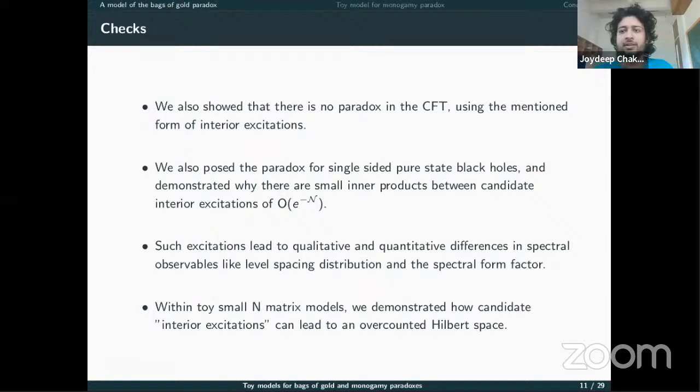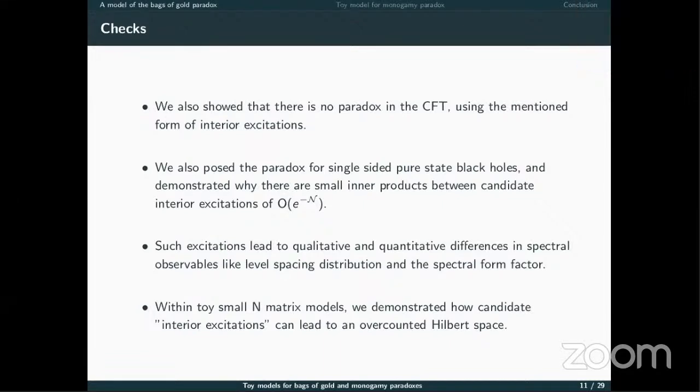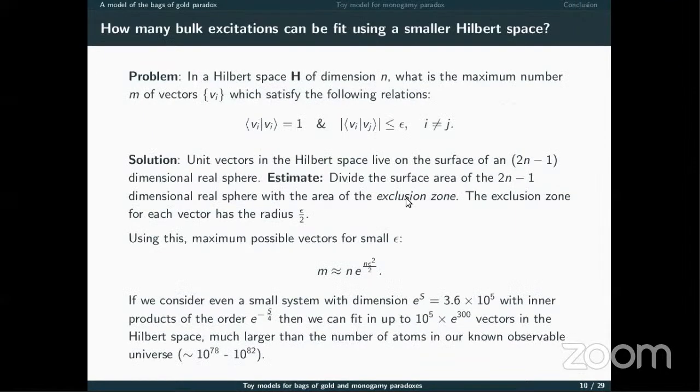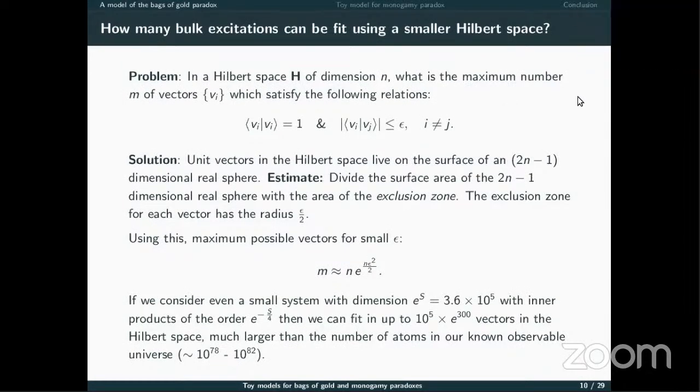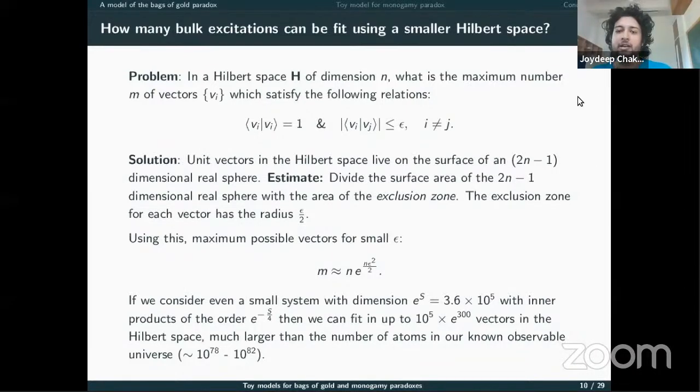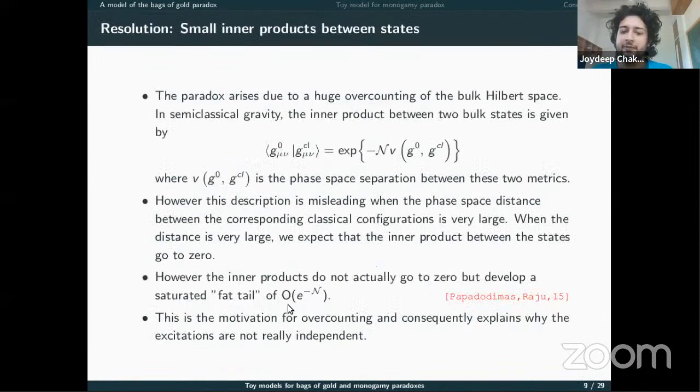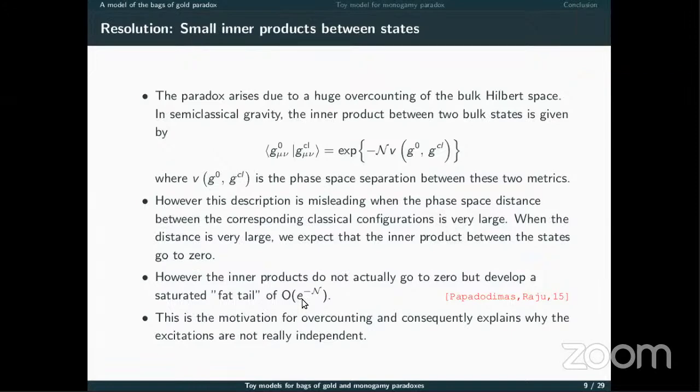So before I go further, are there questions regarding this? Hi. Small question. On the previous slide, the estimation is n times e to the n epsilon square by 2, right? Yes. And now the proposal is that epsilon is e to the minus N? Yeah, the inner products are of this particular order. Yes, there is a fat tail of order e to the minus N. So it's not too much, right? So how do you explain?